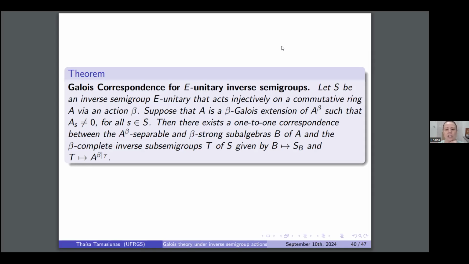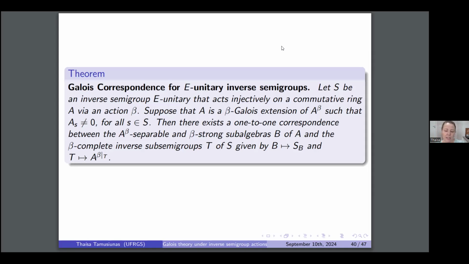I did not include in my presentation the list of all equivalences of the definition of Galois extension for inverse semigroup, but it is in the paper. And we constructed this equivalence using the new trace map. And with this equivalence, then we proved this Galois correspondence.